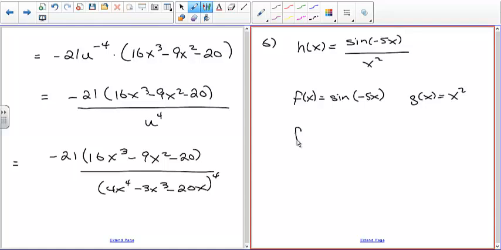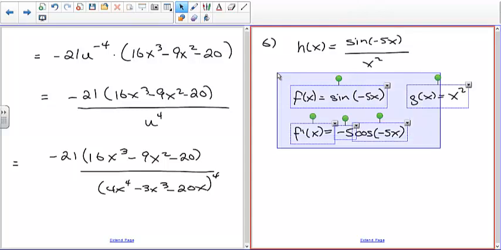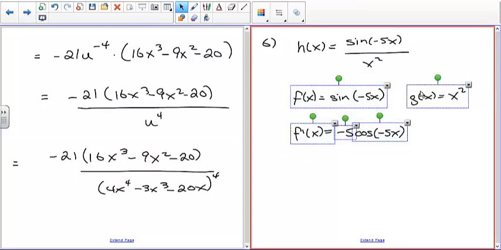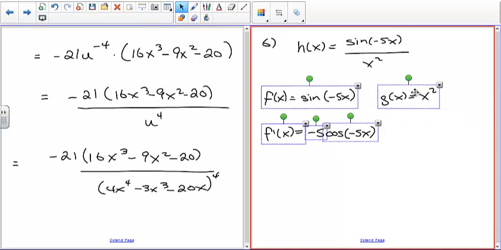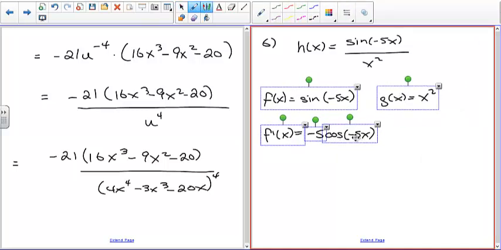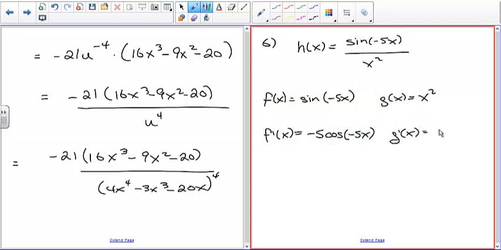So f prime of x, now here you have to use the chain rule, so it's not just the cosine of negative 5x, it's negative 5, because the derivative of negative 5x is negative 5, so you get negative 5 cosine of negative 5x. So the argument never changes. If you did that anytime, you got taken off some points, just because you should never do that. The only way that you can change the argument of a trig function is to use the trig identity, but not through differentiation. Okay, g prime of x equals 2x.